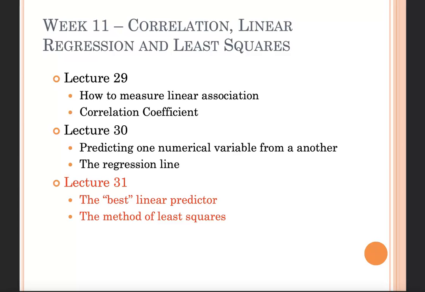In Module 11, the first thing we talked about is linear association. We use the correlation coefficient to measure the linear association. From that, we get a linear regression line that reflects the prediction of one numeric variable from the other. So in today's lecture, we will summarize our linear regression. We will find the best linear predictor, and we use the method of least squares.